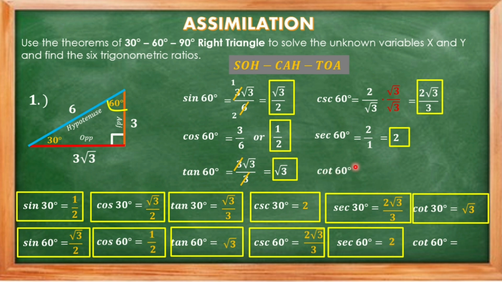And last, yung reciprocal naman ng cotangent 60 degrees natin ay si tan 60 degrees. So, ang reciprocal ng kanyang answer na the square root of 3 is 1 over the square root of 3. So, i-rationalize natin yan to remove the radical sign sa denominator. So, our answer is the square root of 3 over 3. And that is for cotangent 60 degrees.